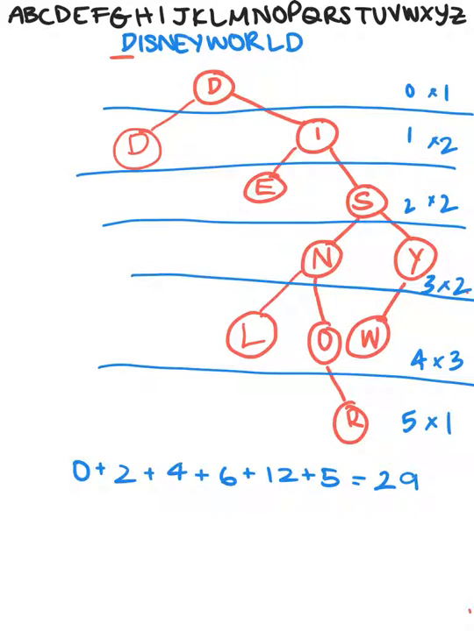So now looking back at the question, we need to find the positive difference between the internal path length of this string and the other one, which of course 29 minus 28 is 1. So 1 is going to be your final answer.